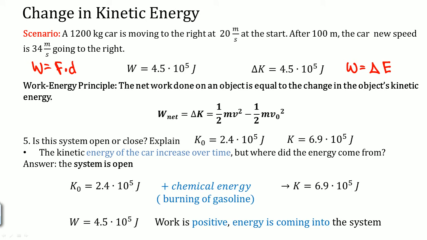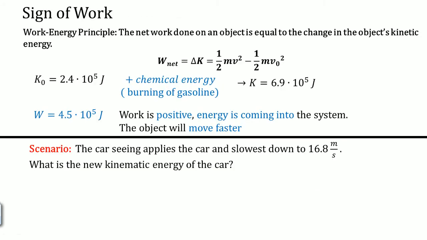So we would say that here, the work, which is the difference between these two values, was 4.5 times 10 to the 5th joules. That value is positive. That means energy is coming into the system. Energy coming into the system will speed up the system, will introduce more energy into the system. So we saw that the blue shows a scenario where work is positive, energy is coming into the system. As a result, the object will move faster.